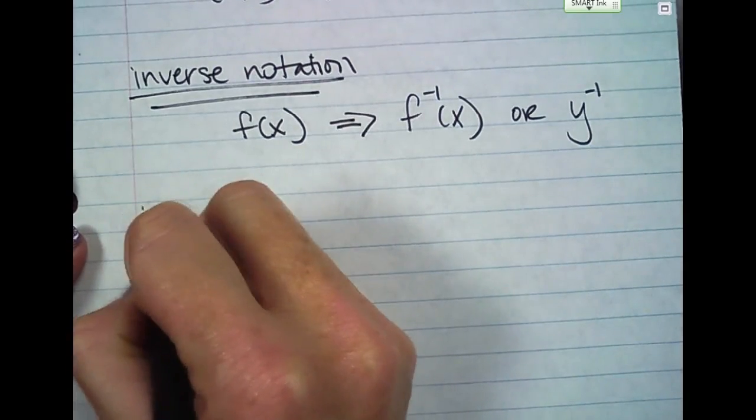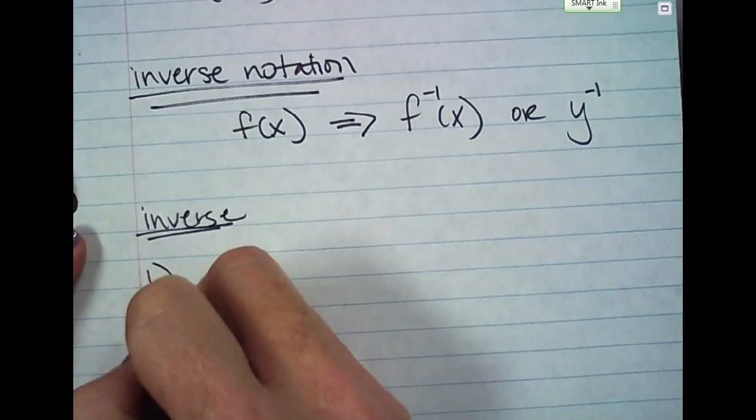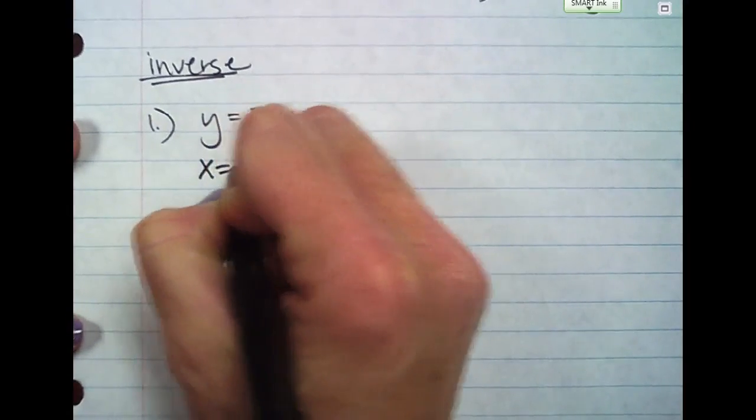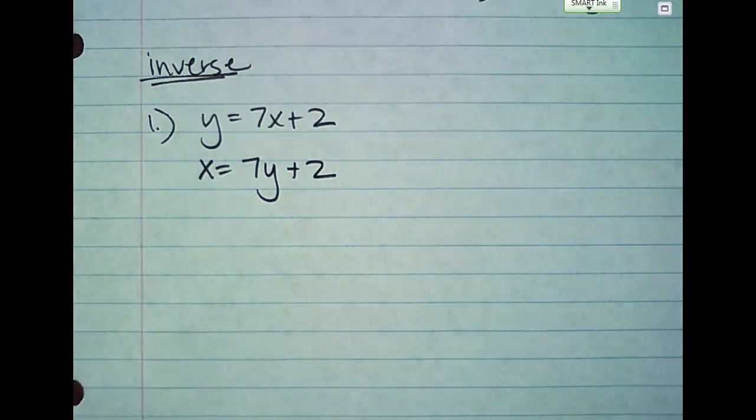I'm going to find the inverse. Okay, the first step, flip x and y. So the first step is to flip x and y's. So let's do that first. So I'm going to make this x, and I'm going to make the x y. You see what I just did? It's very easy. Do you get what I'm trying to say? Now I'm going to solve for y. So we're going to solve for y.